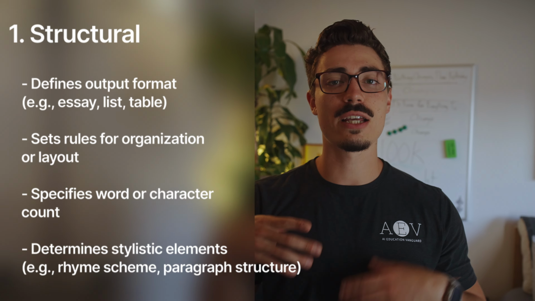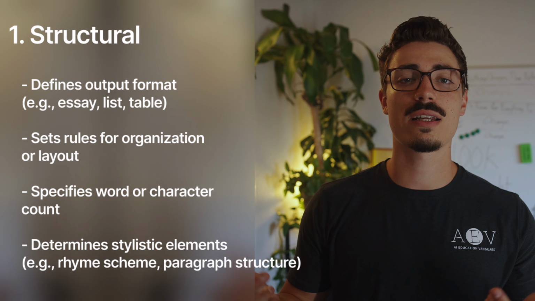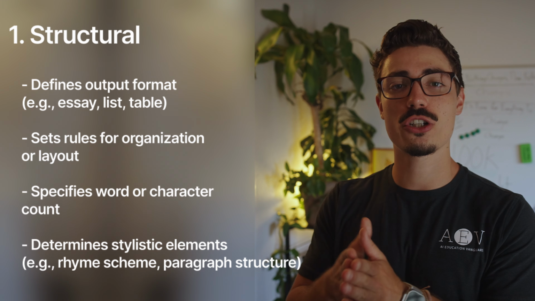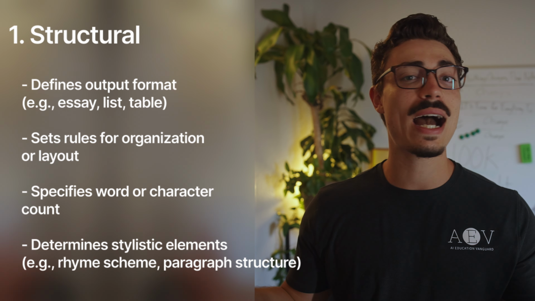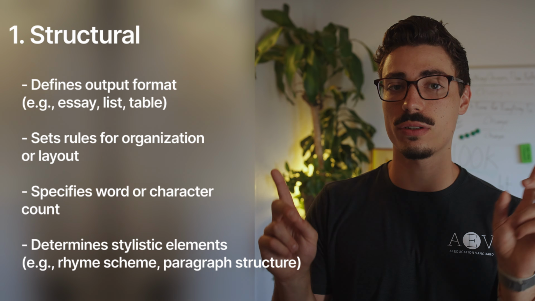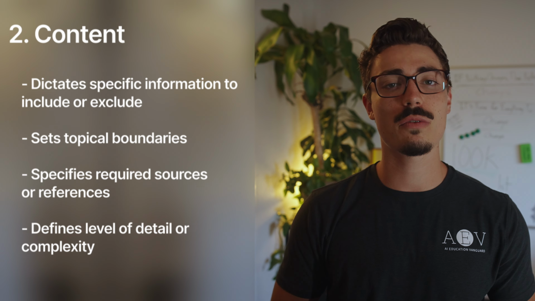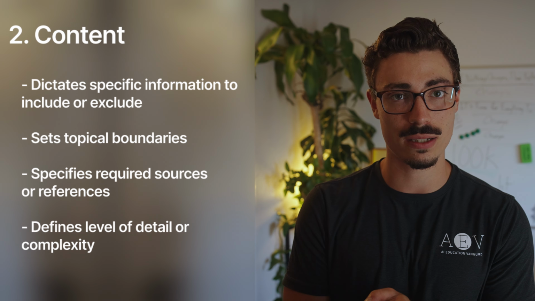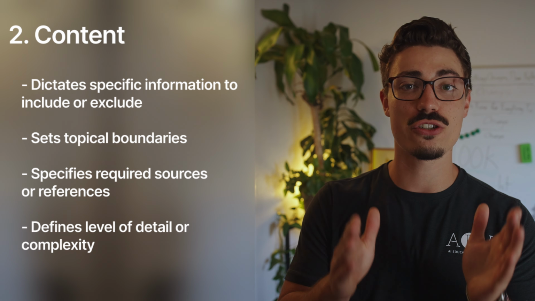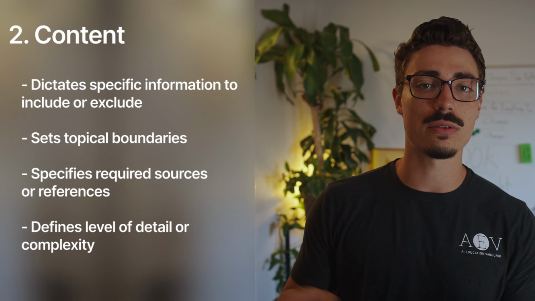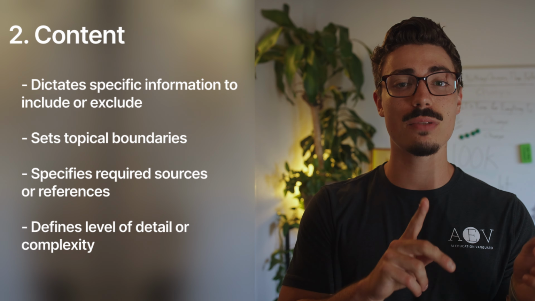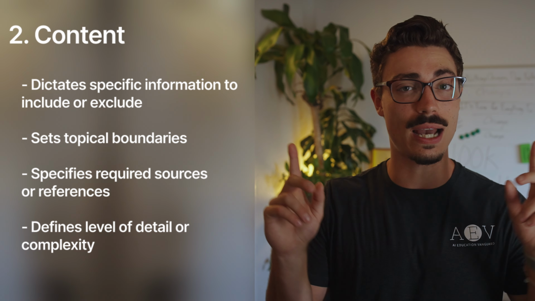The first one would be a structural constraint. I like to let it know the format or structure that I want it to output. An example of this would be like, write a haiku about artificial intelligence. The second type of constraint would be a content constraint. I like to specify what information should or shouldn't be included. For example, maybe I would say something like, explain quantum computing without using technical jargon.